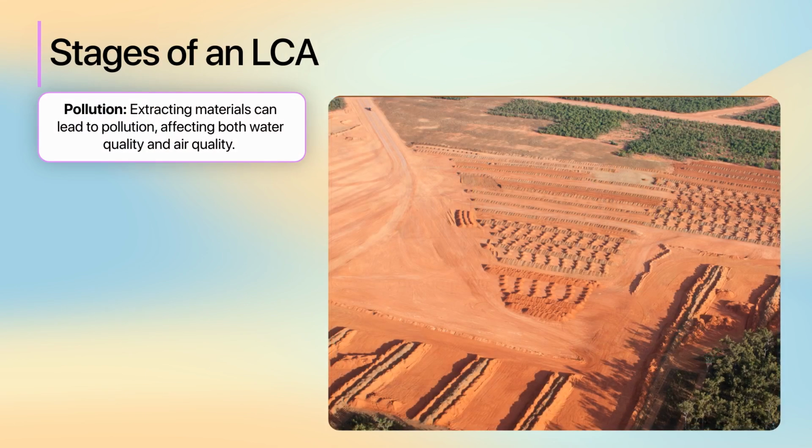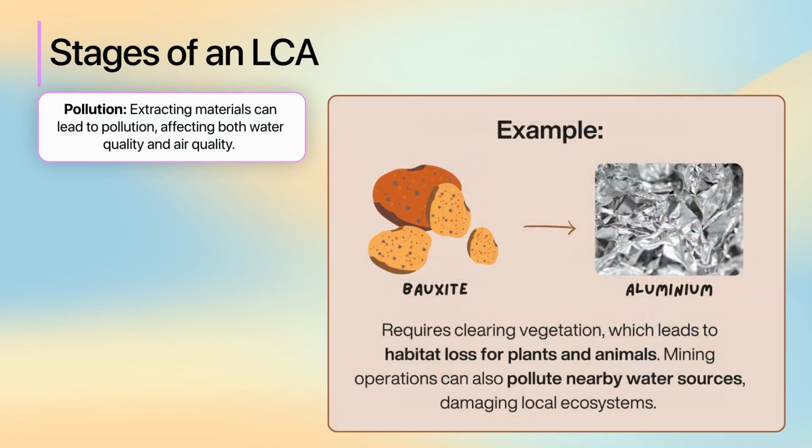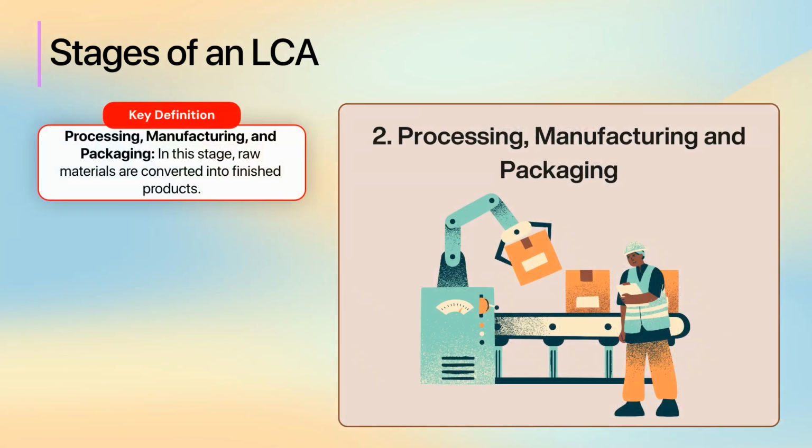For example, extracting bauxite to produce aluminium requires clearing vegetation, which leads to habitat loss for plants and animals. Mining operations can also pollute nearby water sources, damaging local ecosystems. Stage 2. Processing, manufacturing, and packaging. In this stage, raw materials are converted into finished products.